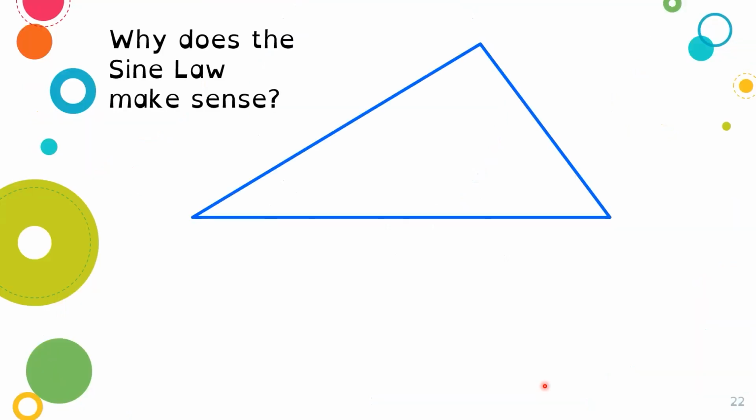All right, so why does the Sine Law make sense? We don't even know what the Sine Law is yet, but that's okay. We're trying to figure out why the pieces that go into this rule are useful. So we have a triangle. We're going to label the vertices capital A, B, and C, which means the corresponding sides are labeled a, b, and c.